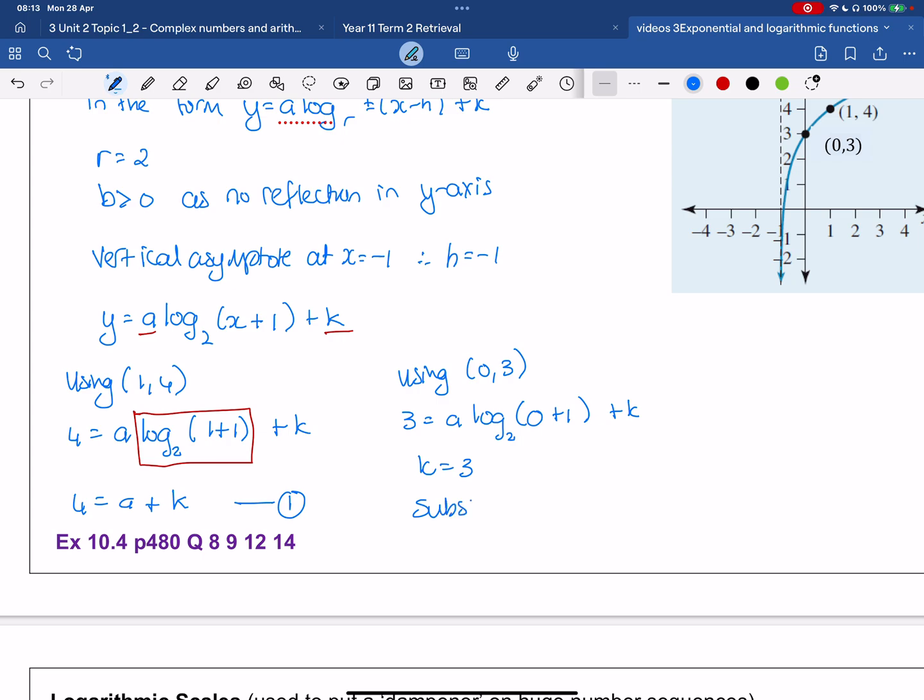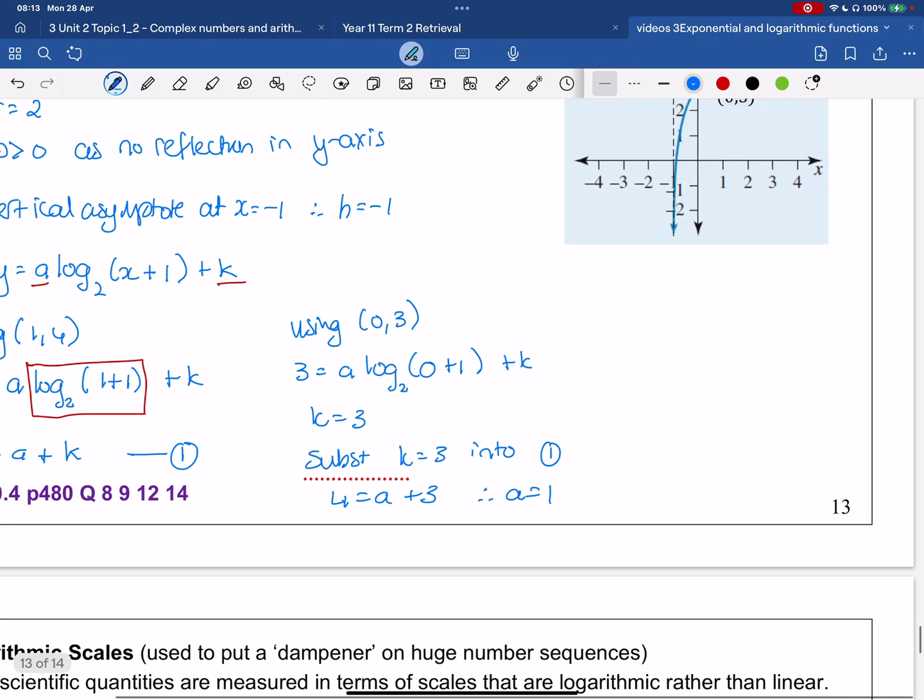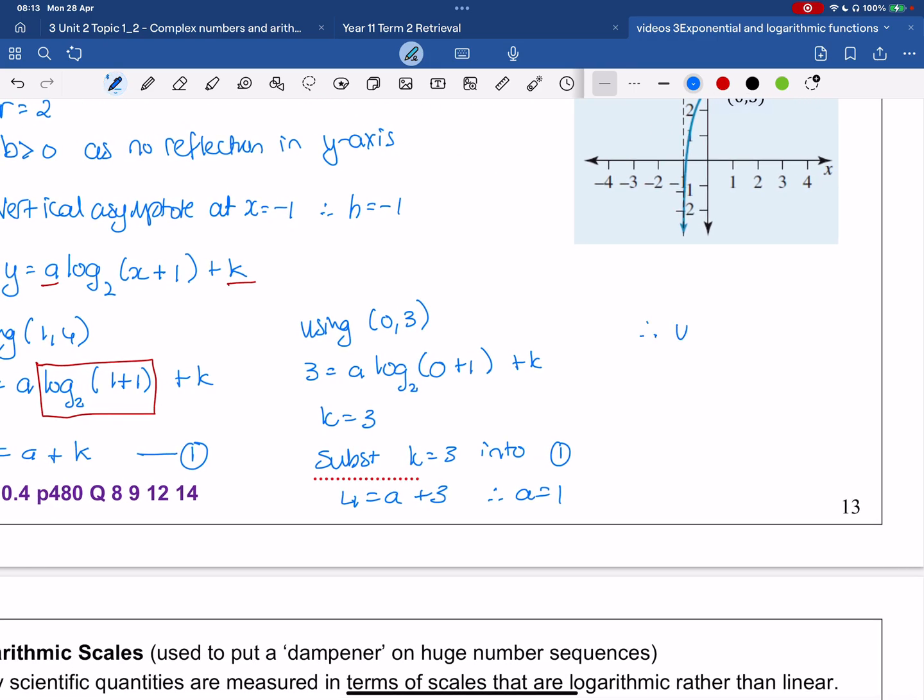We can then substitute k equals 3 into equation 1, so that 4 is a plus 3, and a is equal to 1. So therefore our equation is going to be y equals log base 2 of x plus 1, plus 3.